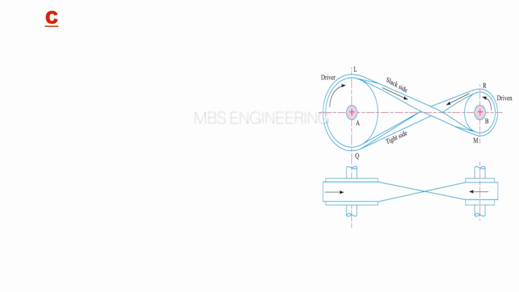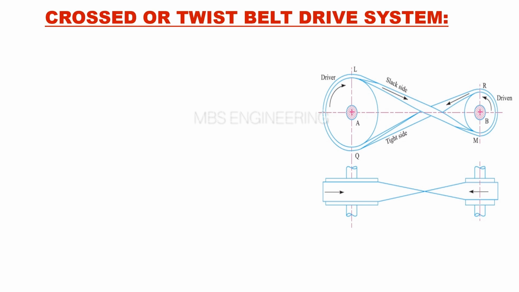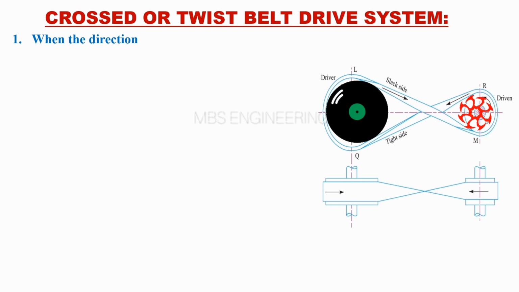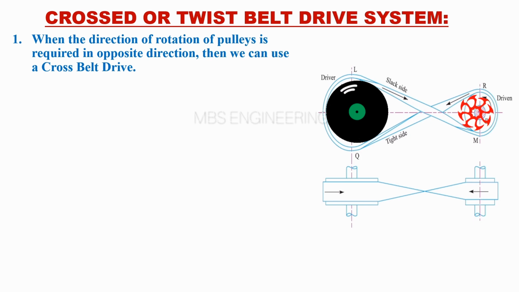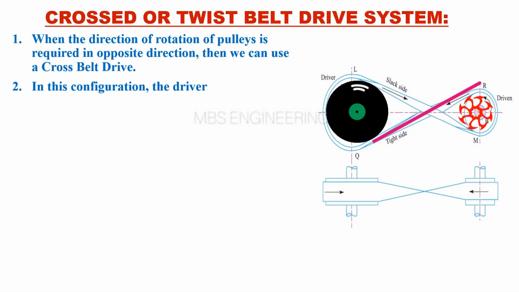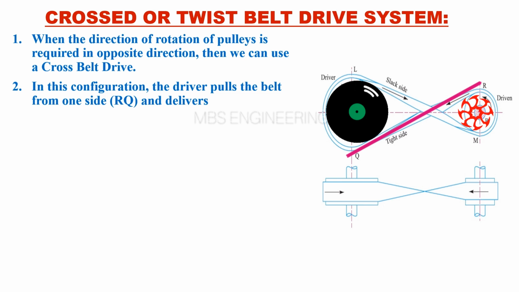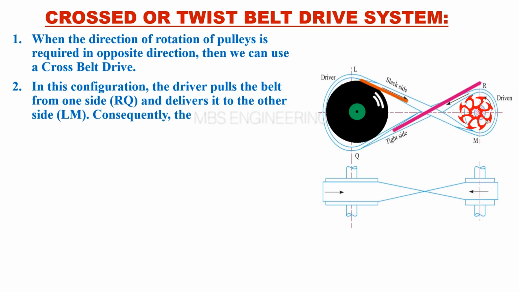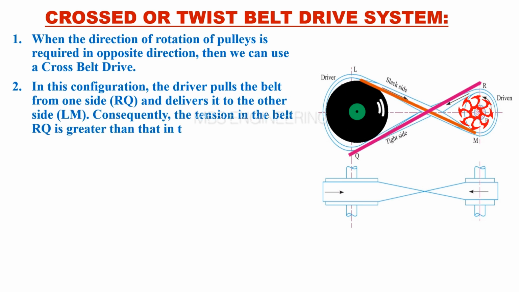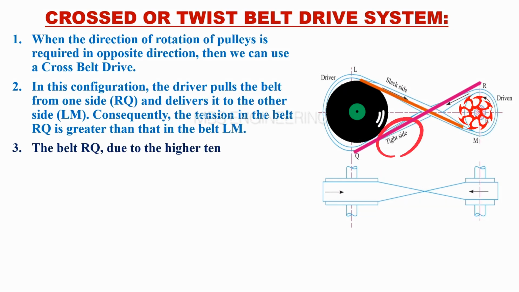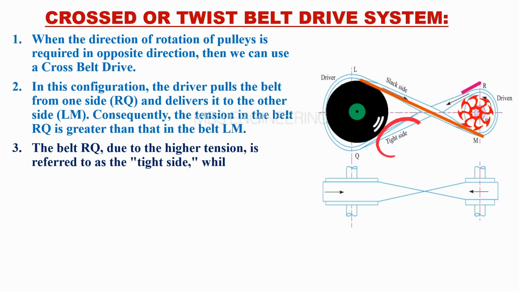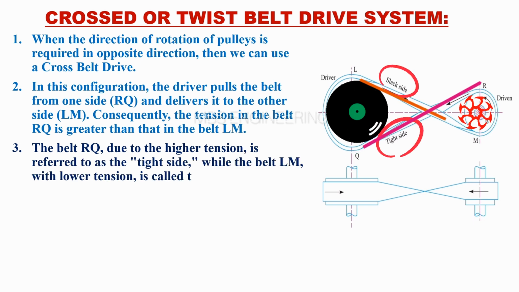Next, we will learn the second type, crossed or twist belt drive. When the direction of rotation of the pulleys is required to be opposite, we can use a cross belt drive. In this configuration, the driver pulls the belt from one side, RQ, and delivers it to the other side, LM. Consequently, the tension in the belt RQ is greater than that in the belt LM. The belt RQ, due to the higher tension, is referred to as the tight side, while the belt LM, with lower tension, is called the slack side. Please refer to the images shown below for a better understanding.